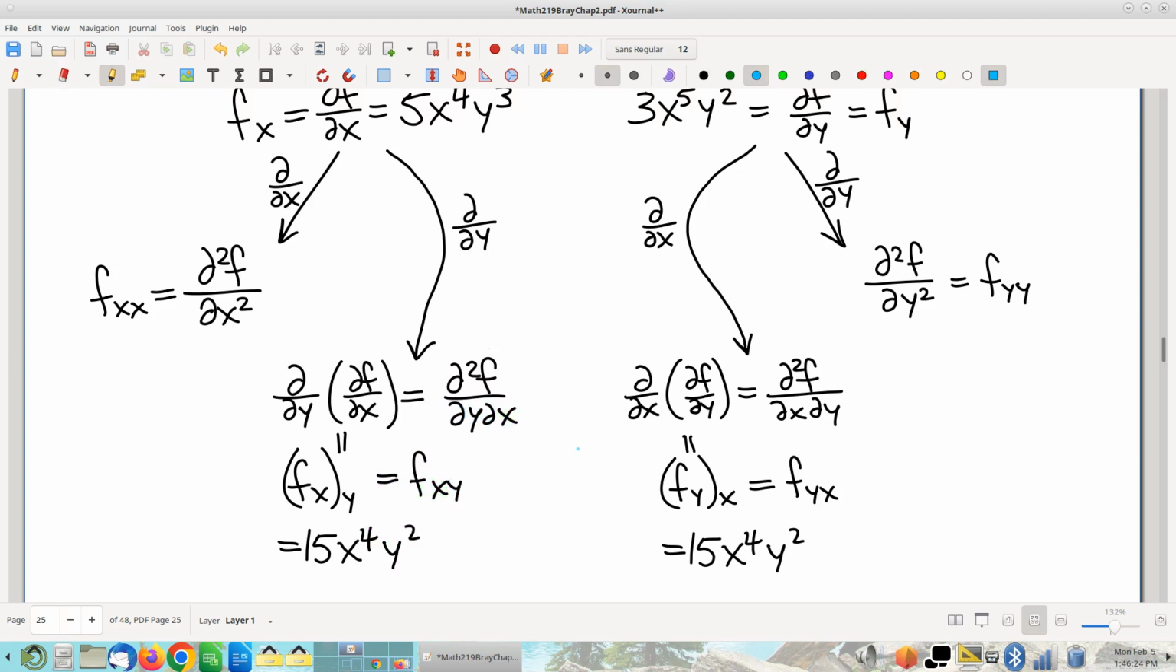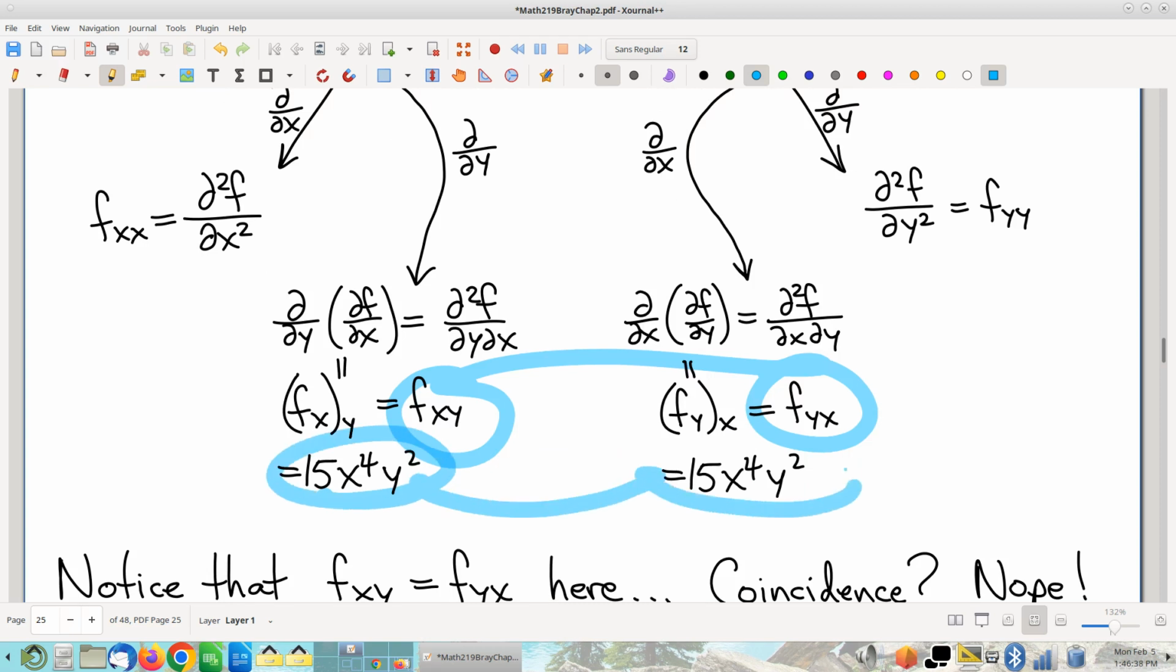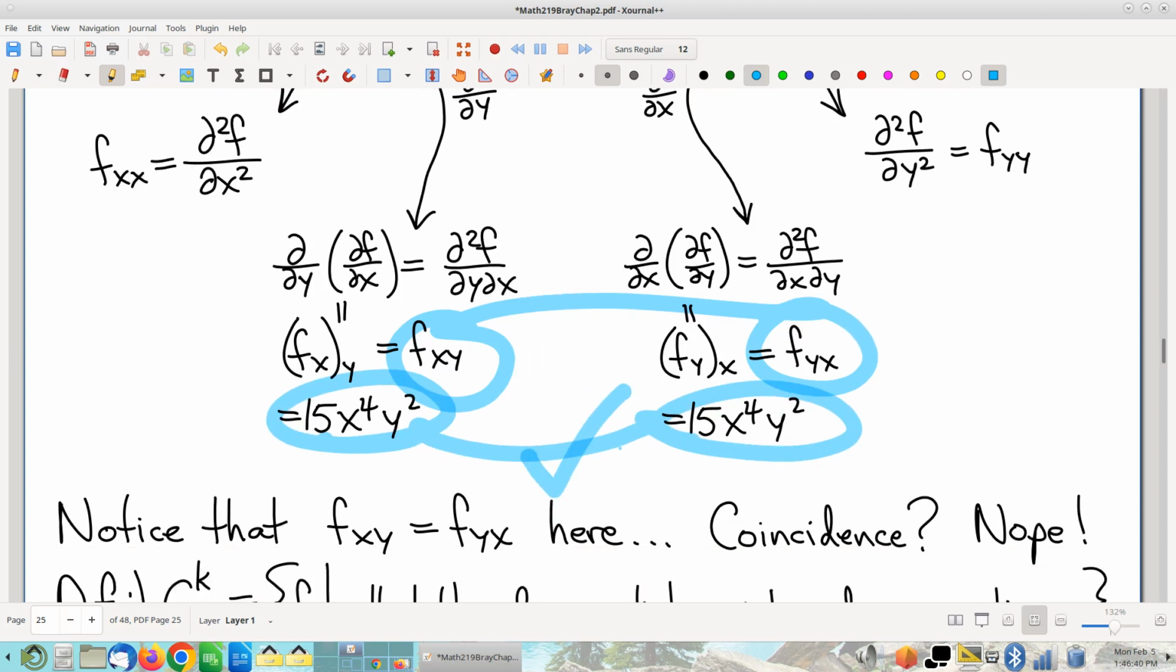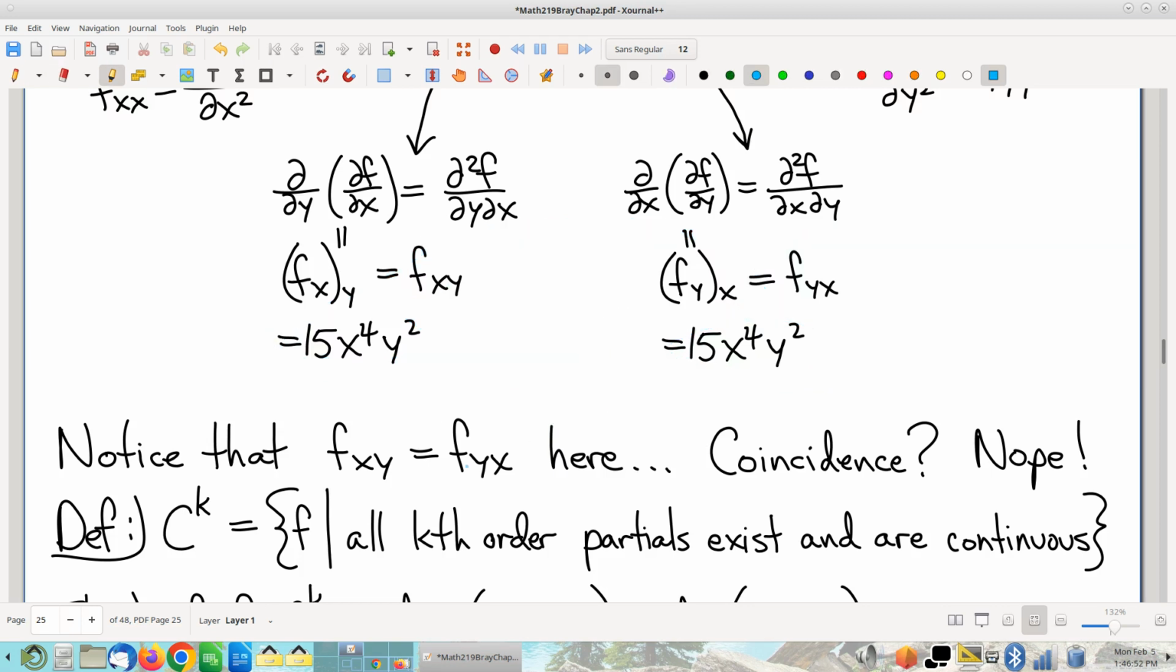Now, the other thing I want to point out, in this case, check it out. These two partials, these two second partials, happen to be exactly the same. How about that for surprising? I think that's pretty surprising. And yet this is not a coincidence. This, I'm going to loosely speaking say, usually works out like this.